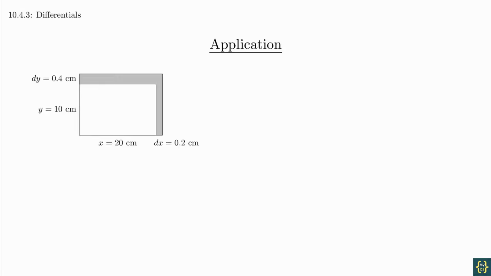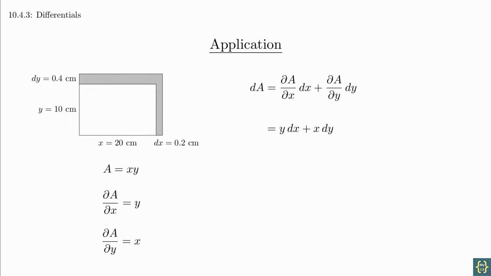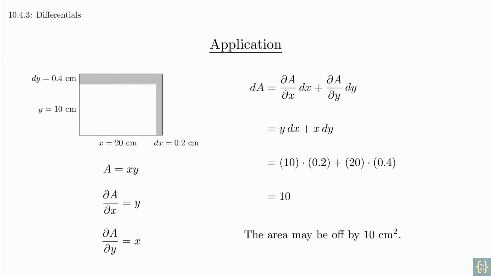In the sketch, we've shown dx and dy to be positive values, but they could just as well be negative values. The shaded area is just a representation of the possible error, which we're going to approximate using differentials. The formula for area is A equals xy, where x is the width and y is the height. We will first calculate the derivatives. Then, by using the differential, we can compute the error estimate dA equals y dx plus x dy. We can then substitute in our values to get that dA equals 10, which shows that the area can be off by as much as 10 square centimeters.